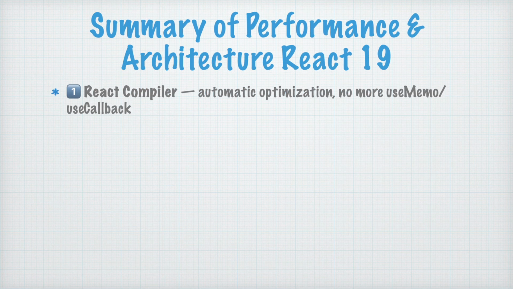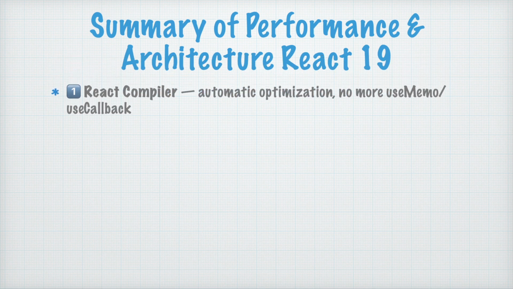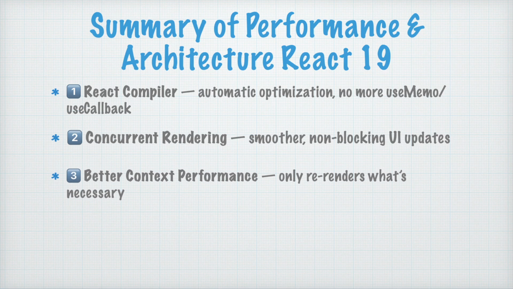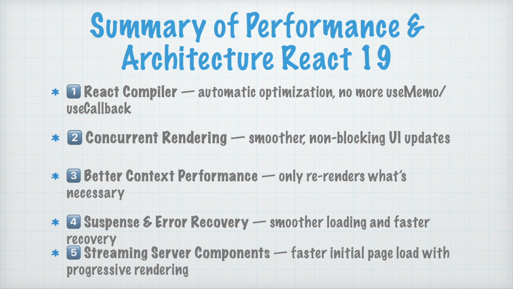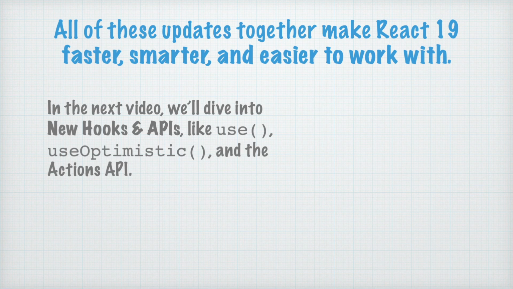Summary of performance and architecture. So to recap the performance and architecture improvements in React 19: 1. React Compiler. Automatic optimization, no more useMemo or useCallback. 2. Concurrent rendering. Smoother, non-blocking UI updates. 3. Better context performance. Only re-renders what's necessary. 4. Suspense and error recovery. Smoother loading and faster recovery. 5. Streaming server components. Faster initial page load with progressive rendering. All of these updates together make React 19 faster, smarter, and easier to work with.